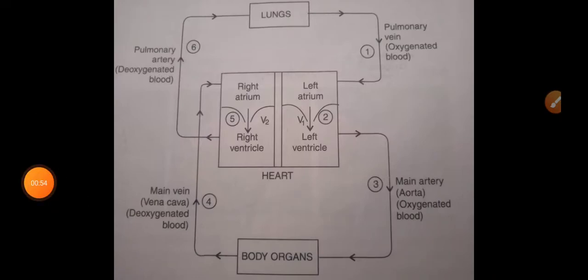See here the heartbeat. The heartbeat means circulation of the blood in the human body. So we will try to understand the circulation of the blood in the human body with the help of a highly simplified diagram. First of all, you see the figure here.